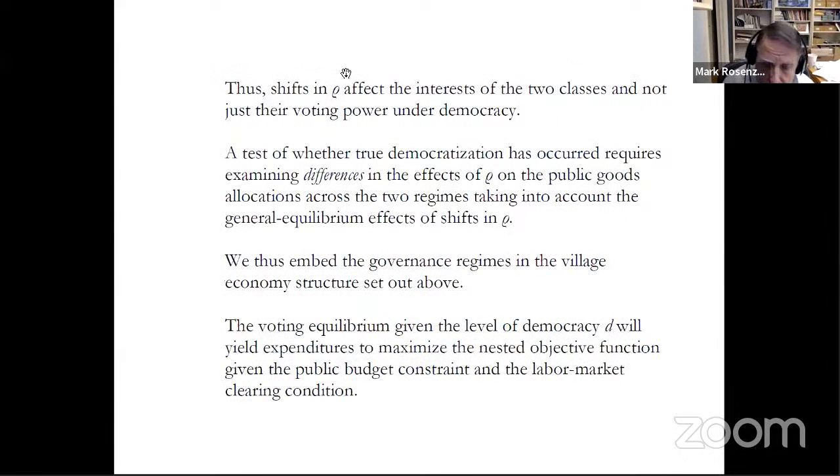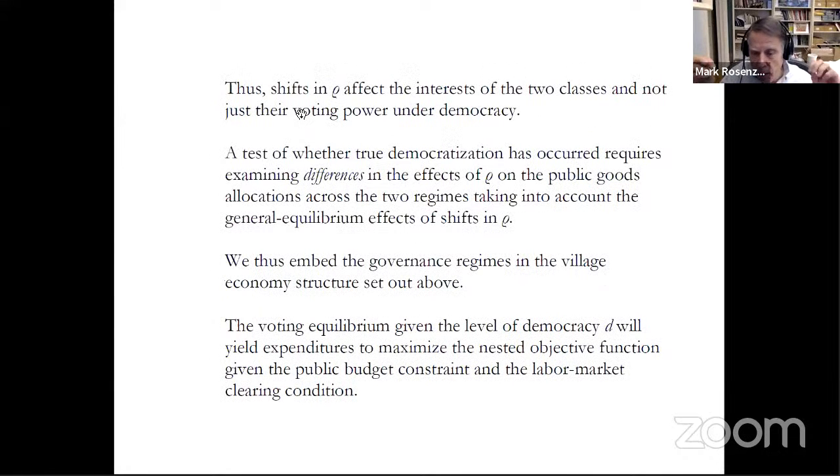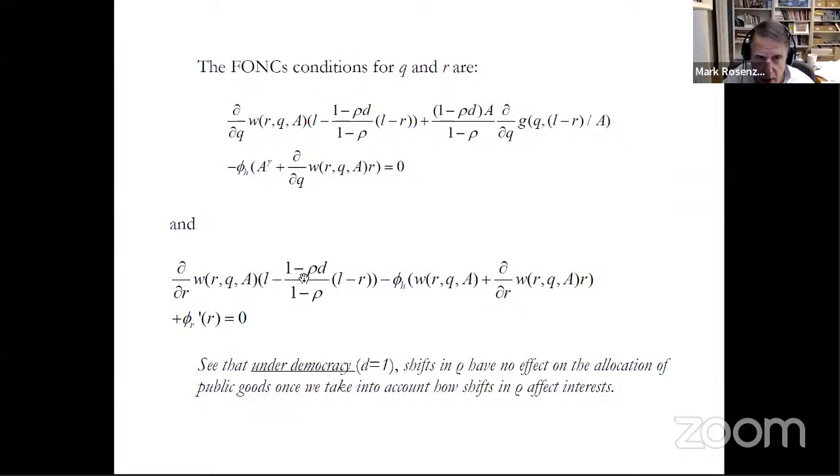Now, it turns out in this model, when we set out the first order conditions, embedding the governance model into the general equilibrium of the economy, we get the following first order conditions. These take into account the effect of rho on the size of the landed land holdings. So we see that D appears in both of the first order conditions. That tells us that the public allocations are going to matter depending on whether it's a democracy or not. But you can also see quickly that when D is equal to 1, that is under democracy, rho disappears from the first order conditions. That is, under democracy, there is no effect of rho in this model.